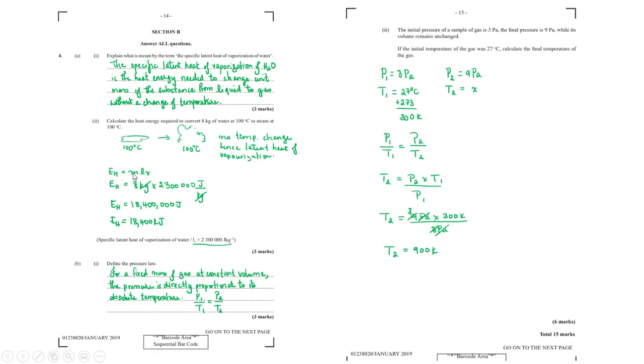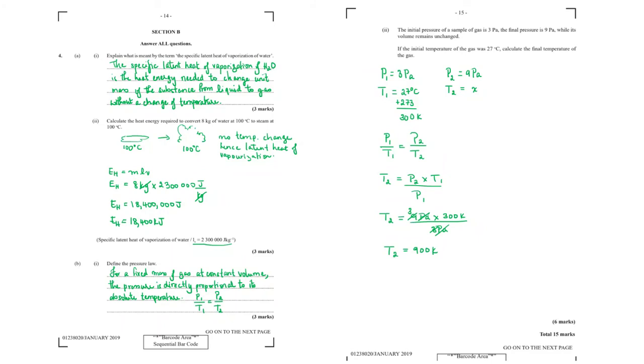And so we can say EH is equal to MLV. We already have the mass, and we were given the specific latent heat of vaporization, which is 2,300,000 joules per kilogram. So we simply multiply these two together to get 18,400,000 joules, and I just made it a smaller number, 18,400 kilojoules. Okay, so that was pretty simple enough. Just remember, when you're dealing with latent heat, there's no temperature change, there's only a phase change.